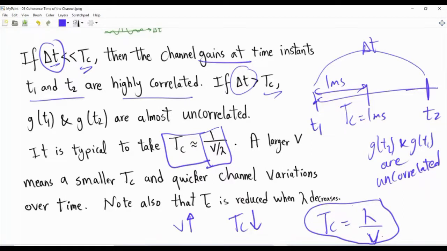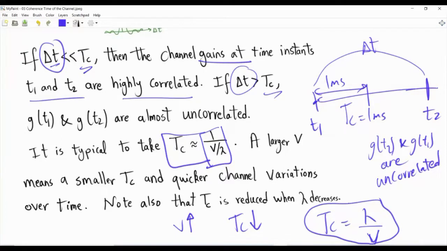If v tends to 0, which means that there is no mobility, no time variations, then the coherence time is very, very large, which means that the channel is almost stationary, almost constant in value. Okay. What about the dependence on lambda? You find here that the coherence time is proportional to lambda. So if the wavelength decreases, the coherence time becomes less.